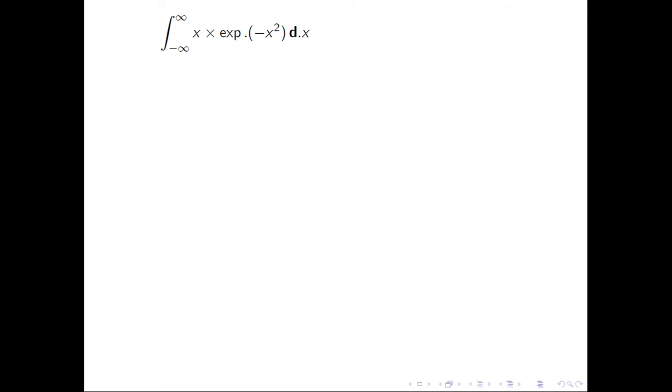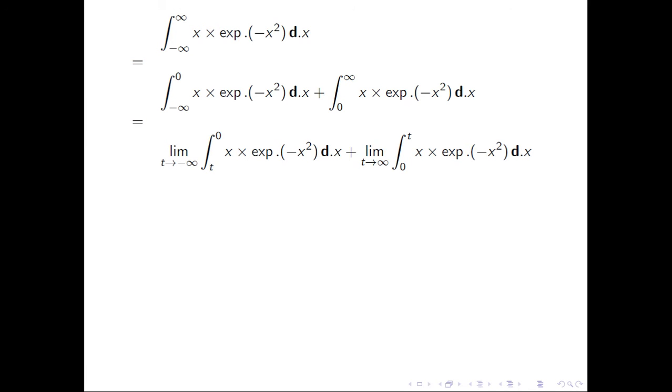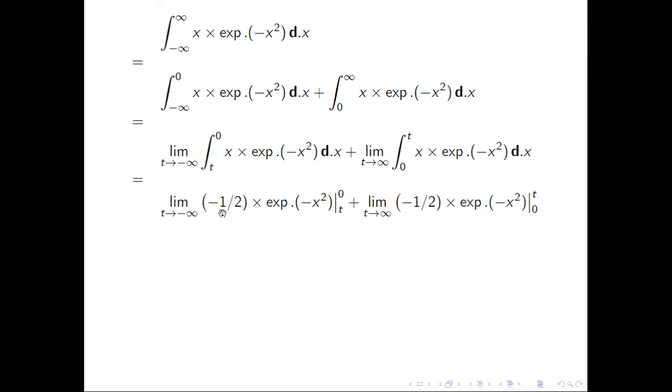Now let's get back to what we were doing. This is what we had. We then split it up, and then worked on the limits. And now we know what this integral is. It's just going to be negative half times e to the minus x squared between the limits of 0 and t here, and then here again t and 0. So that's what we got to.